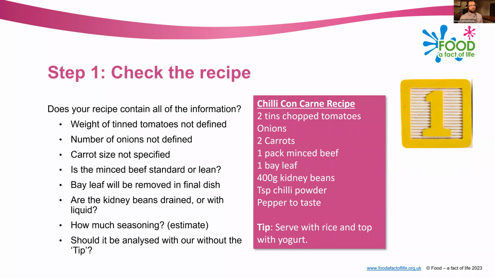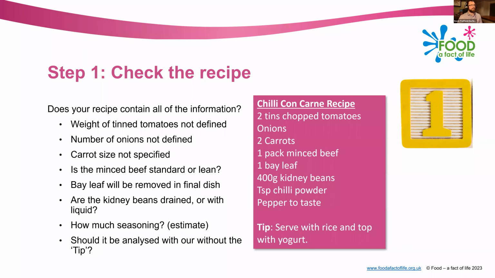Check that your recipe contains all of the information that you need. There are a few bullet points here, just things to consider for this example, which is chili con carne. The weight of the tinned tomatoes is not defined. Generally, tins are quite standard, but it can be worth understanding what that weight is, because when you do your analysis, you'll have to put the weight in grams. The number of onions is not defined, so you need to know how many onions you've got, and the size of the onions, and therefore how much weight of onions you're going to put in.